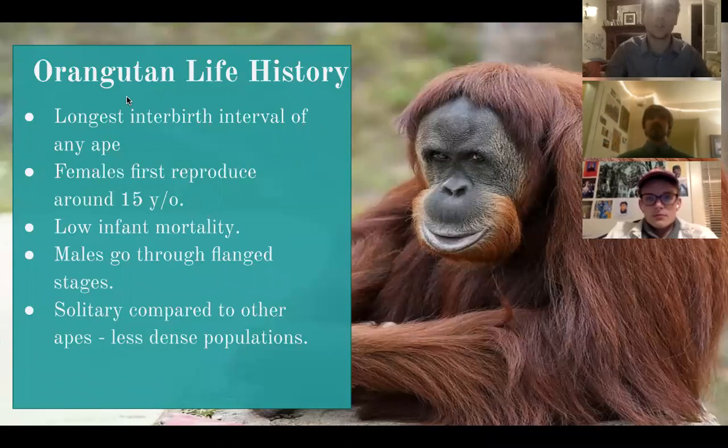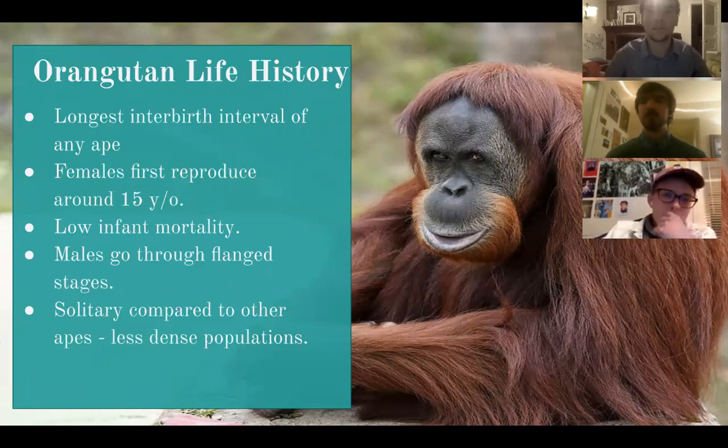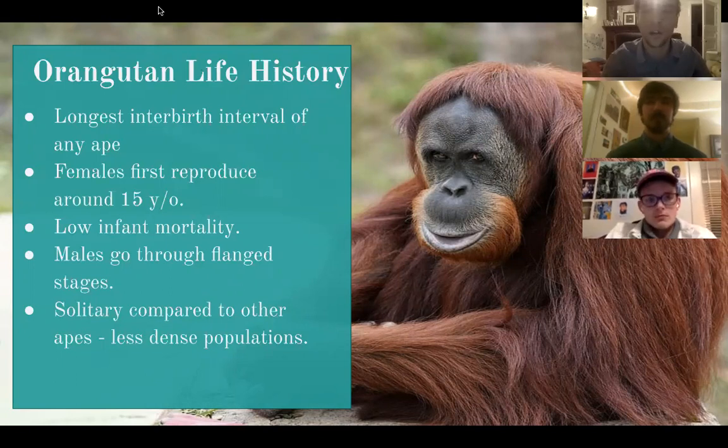Quick overview of orangutan life history. They have the longest interbirth interval of any ape, as well as they're the most solitary of any ape, creating less dense populations than other ape species. Females first reproduce around 15 years old, and there's relatively low infant mortality across the species, and males go from infant, juvenile, unflanged to flanged stage. So right here is a photo of an unflanged male without any big cheek pouches.